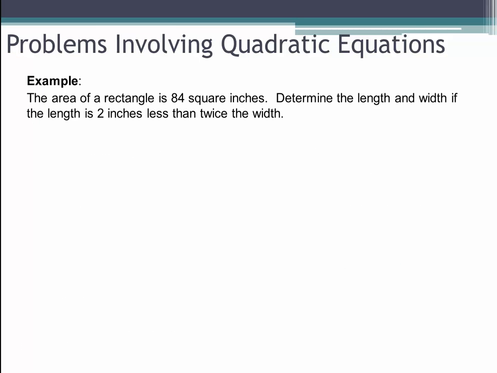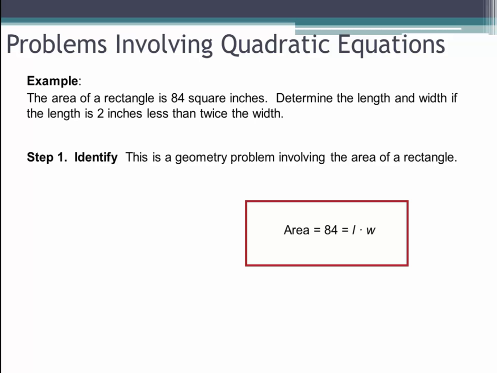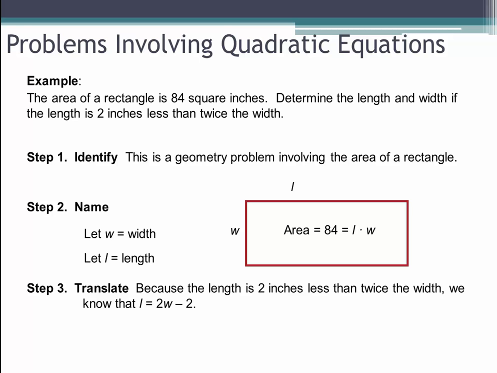The area of a rectangle is 84 square inches. Determine the length and the width if the length is 2 inches less than twice the width. If we take a rectangular area, we know that area is equal to length times width. And we're told here that the length is going to be 2 inches less than twice the width.